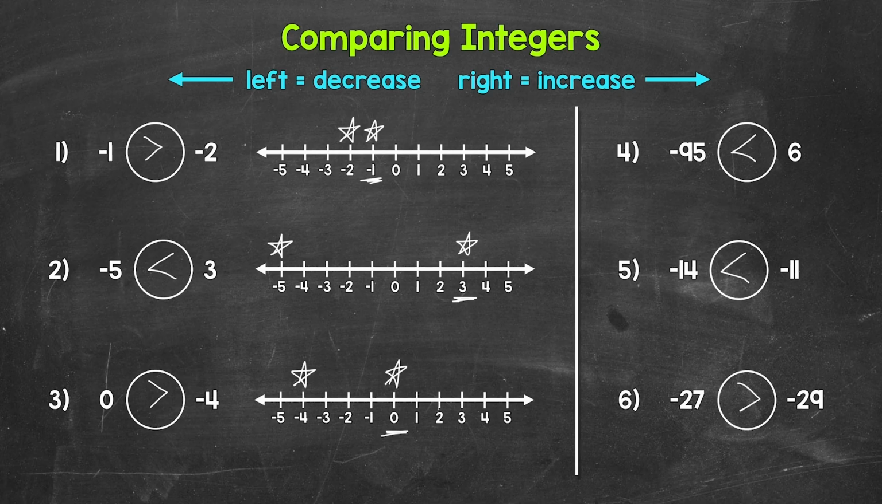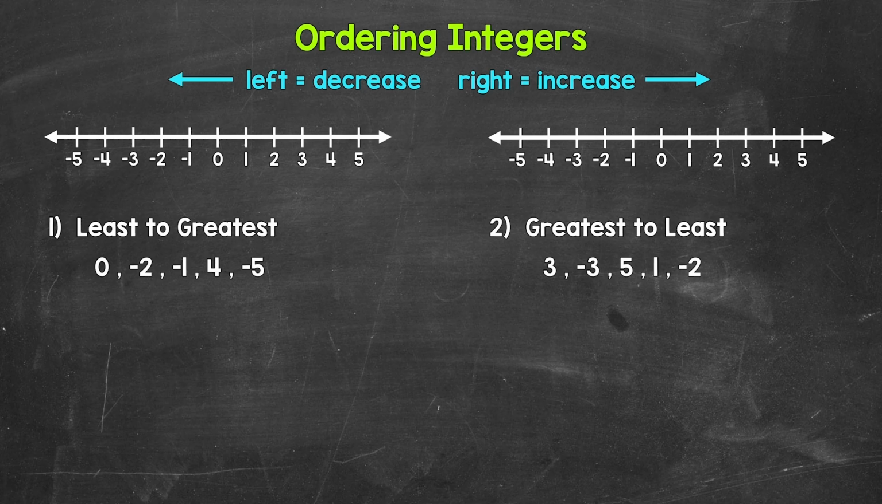So there's how to compare integers. Let's move on to ordering integers. Now let's take a look at ordering integers. We will go through two examples where we will use a number line to help us out, and then we will move on to two more examples where we will not use a number line.